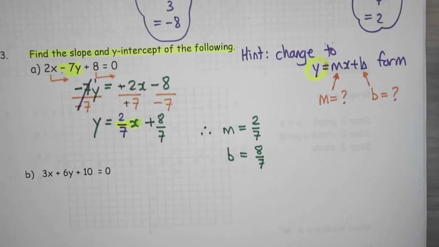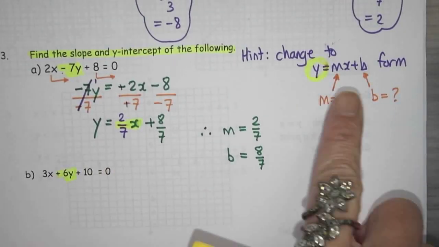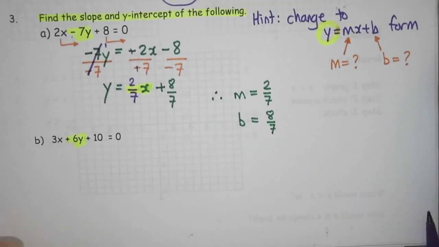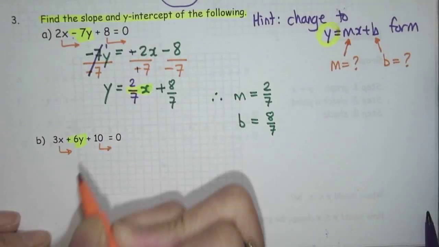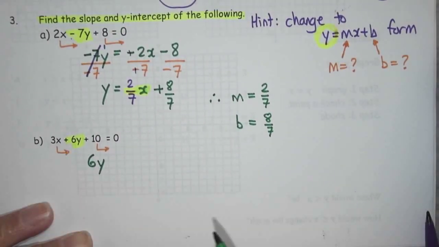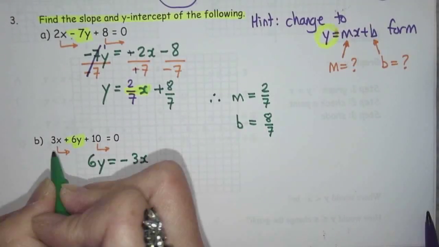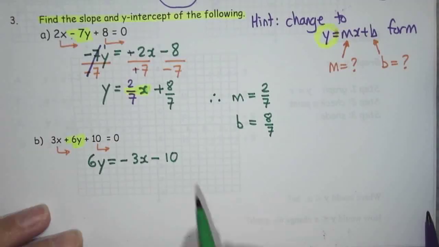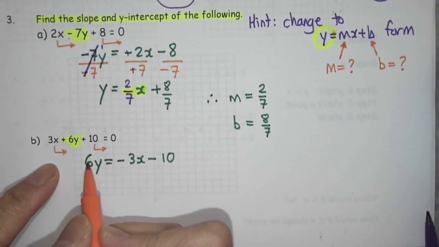Okay, let's try that one more time. Isolate this to change it to y equals mx plus b form. Isolate that term. Who moves? This one and this one over the equal sign. So they change. This is a positive 6y. So then this will be a negative 3x. And that becomes a minus 10. Both of them move. This one stays a positive 6y.